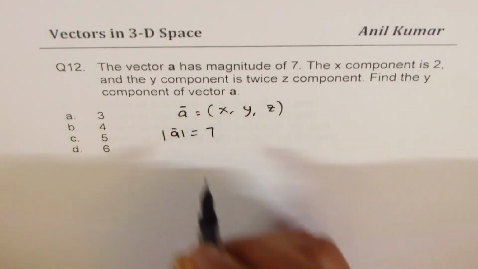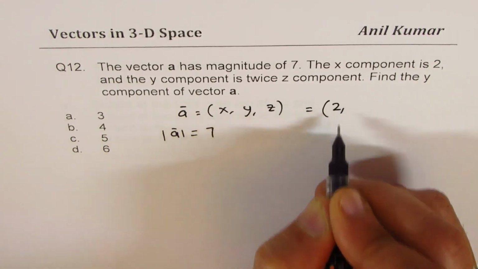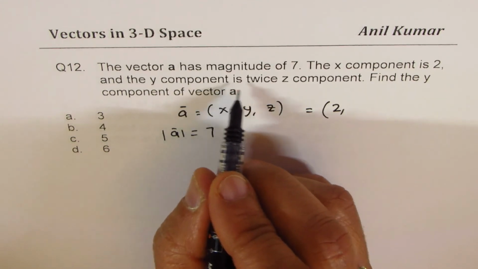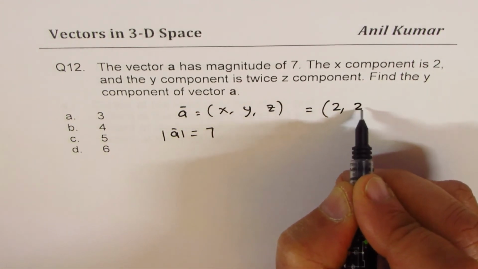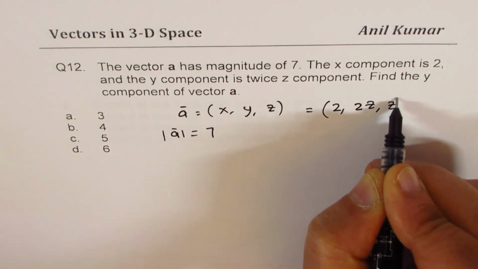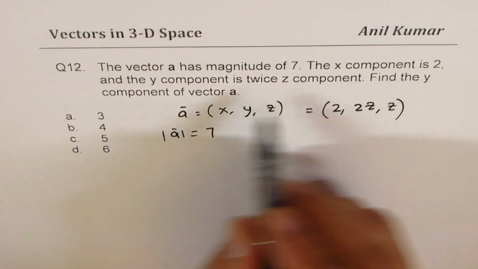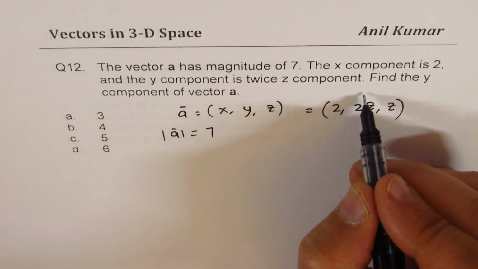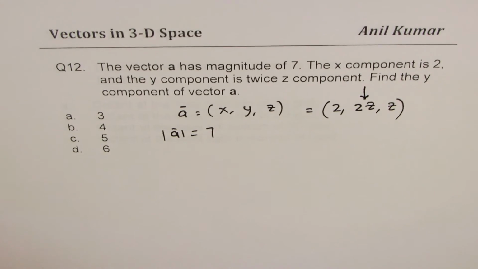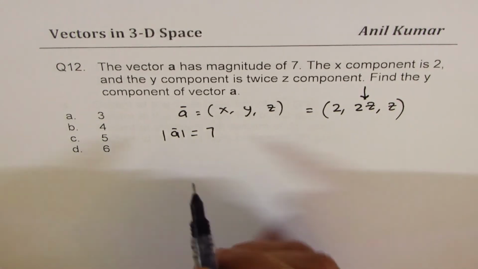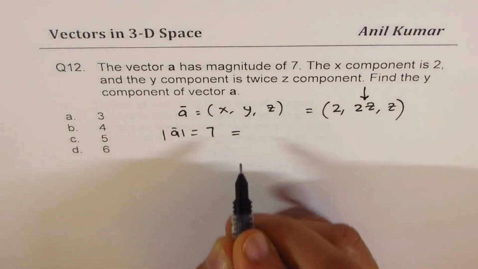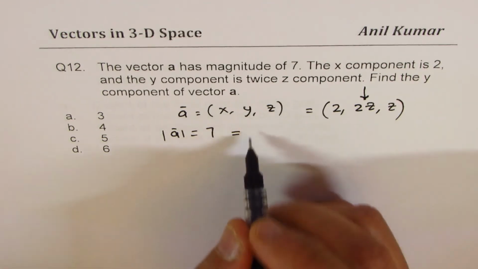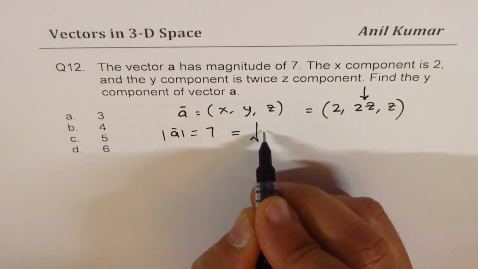The x component is 2. The y component is twice z, so it is 2 times z, and then we have z here. Find the y component. That's the question, correct? So from here you can say 7 is equal to the square root of these squares: 2 squared plus (2z) squared plus z squared.